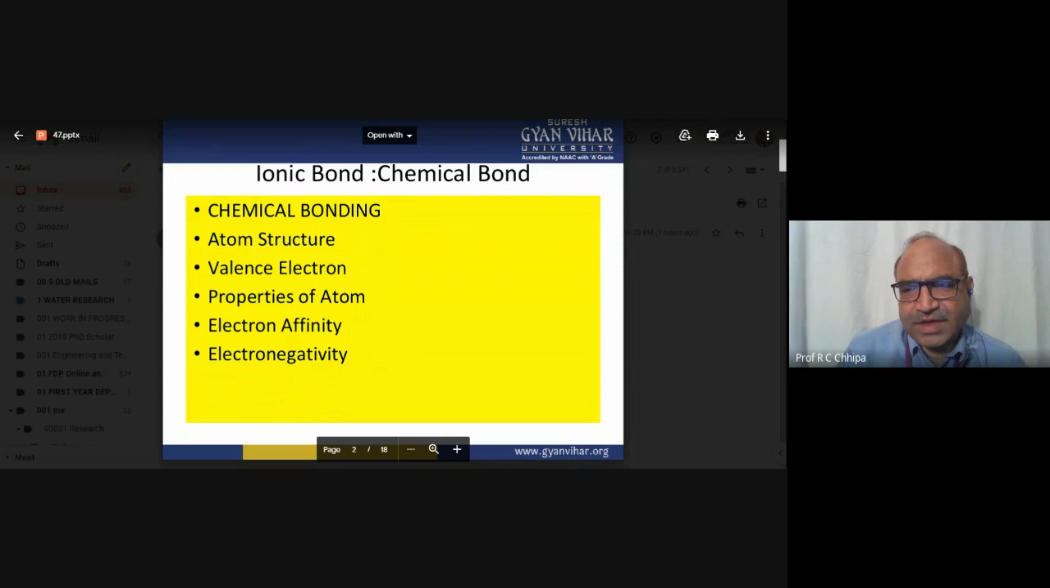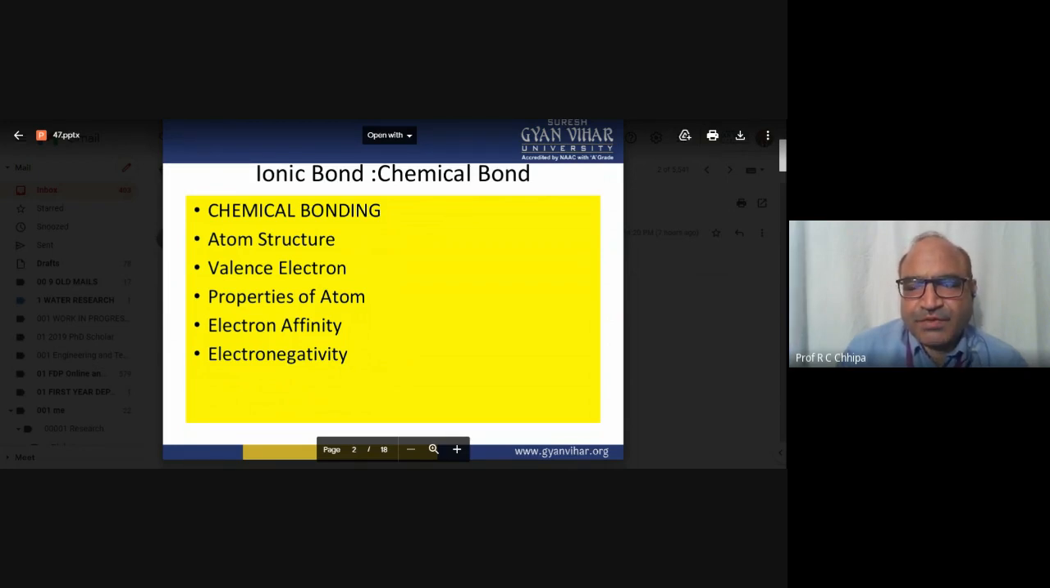So regarding the valence electrons, those can participate in the bonding. One more thing is there, the outer shell electrons. Here the concept of the octet is also included. Every atom wants to complete its octet, and that is also the reason why chemical bonds are formed.